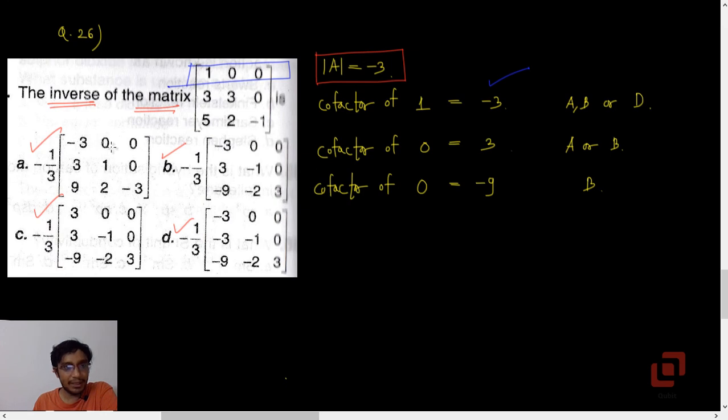It's either A, B or D, so C is ruled out. Okay, then go to this element here. Now you need to change the sign of its minor, right? Its minor is -3, so its cofactor will be 3, but remember we take the transpose while finding the adjoint, so 3 must be the element in the second row first column and not in the first row second column, so that rules out D.